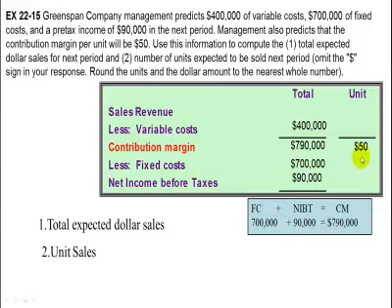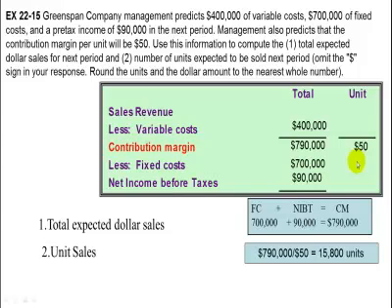And then if we know the contribution margin per unit and we know the total contribution margin, we can divide that per unit amount into the total to get how many units we have sold at this point under this scenario, which is 15,800 units, and that's our first answer, 15,800 units.